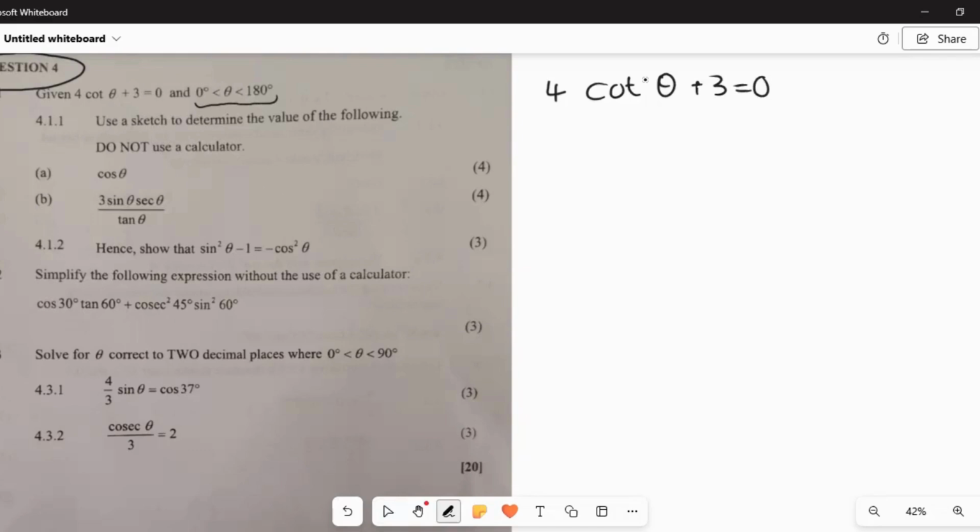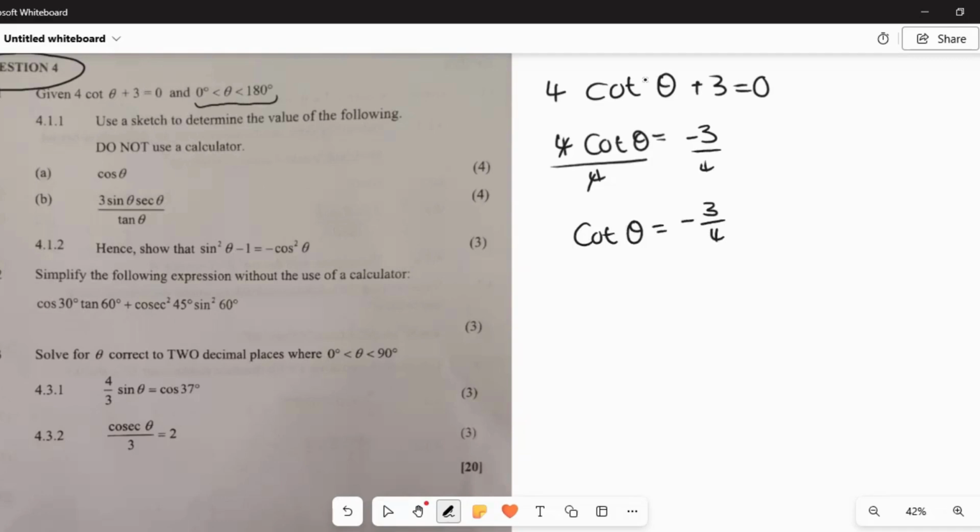Firstly, we are going to take 3 after the equal sign. So we're going to have 4 cot theta is equal to -3, then dividing both sides by 4. Therefore, this cancels that. We are left with cot theta is equal to -3/4.